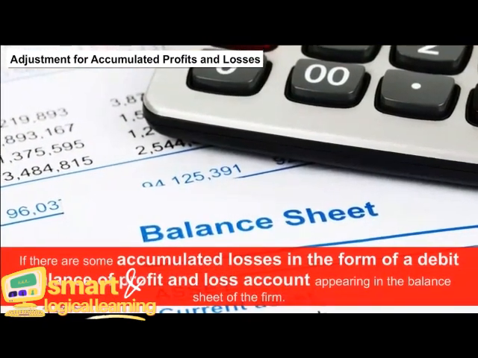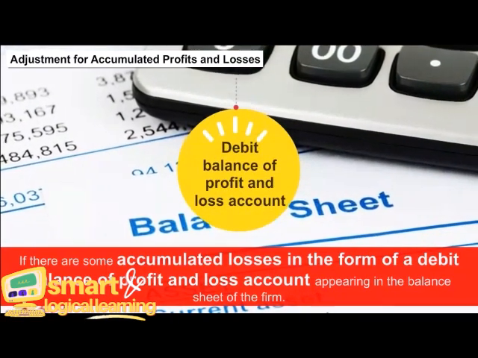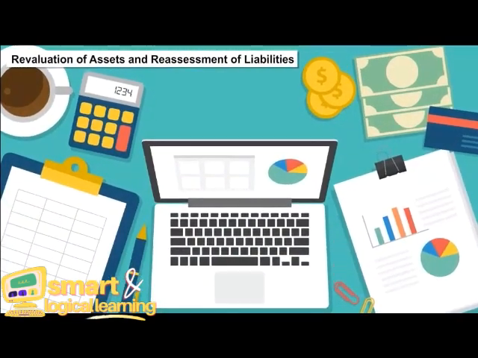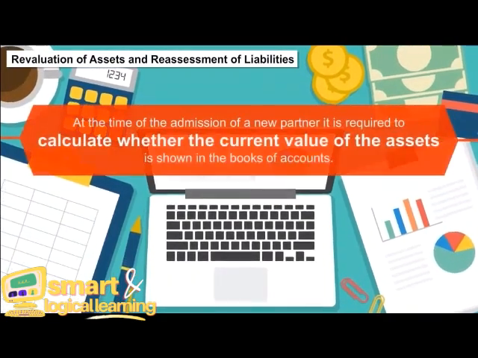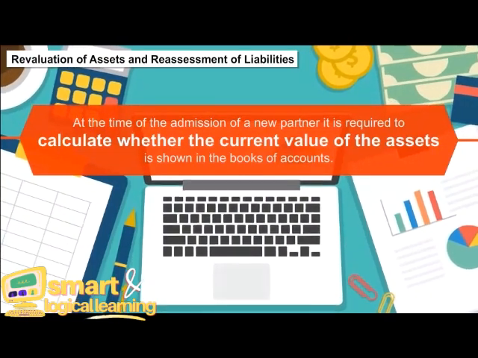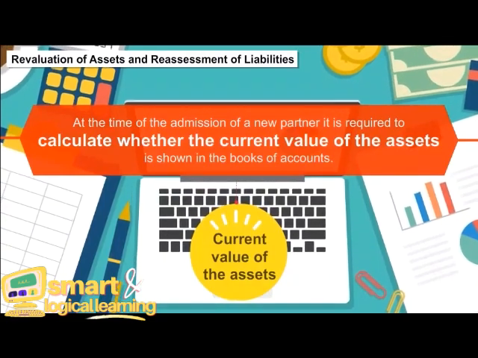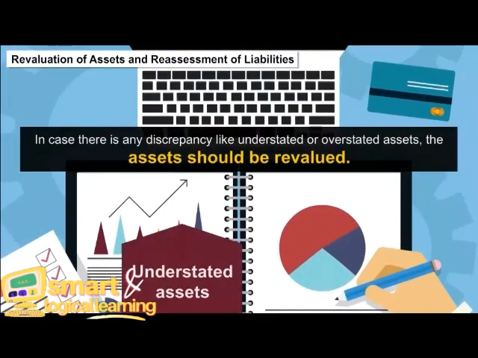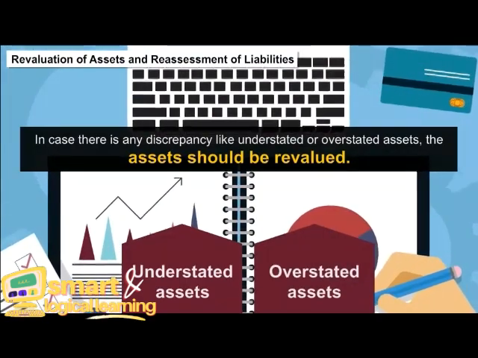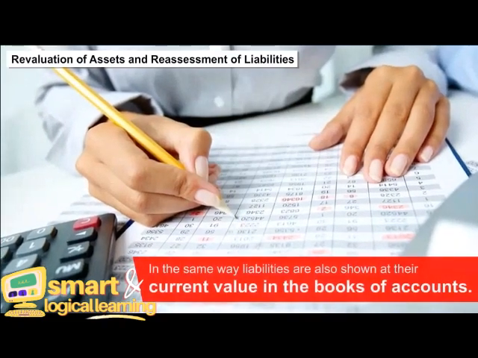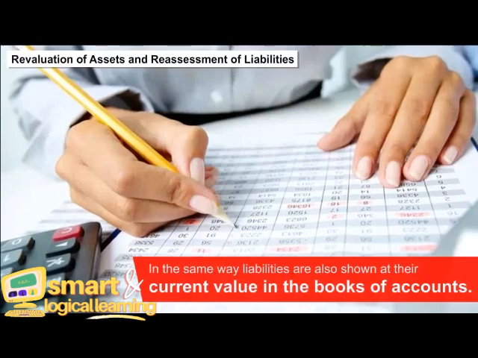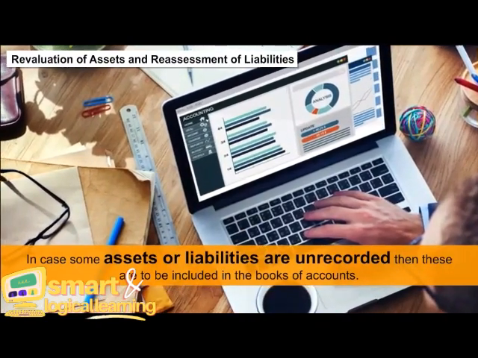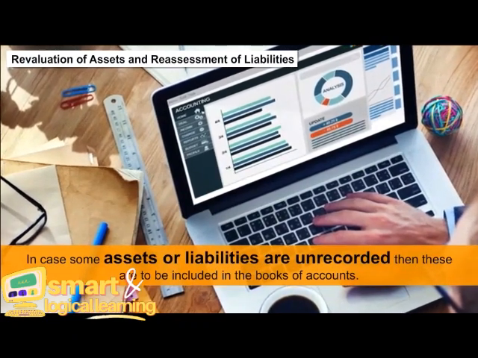And if there are some accumulated losses in the form of a debit balance of profit and loss account appearing in the balance sheet of the firm, the same treatment applies. Revaluation of assets and reassessment of liabilities. At the time of the admission of a new partner, it is required to calculate whether the current value of the assets is shown in the books of accounts. In case there is any discrepancy like understated or overstated assets, the assets should be revalued. In the same way, liabilities are also shown at their current value in the books of accounts. In case some assets or liabilities are unrecorded, then these are to be included in the books of accounts.